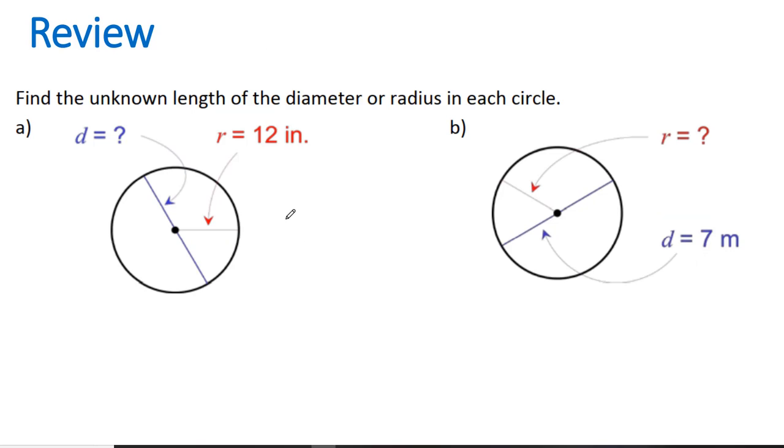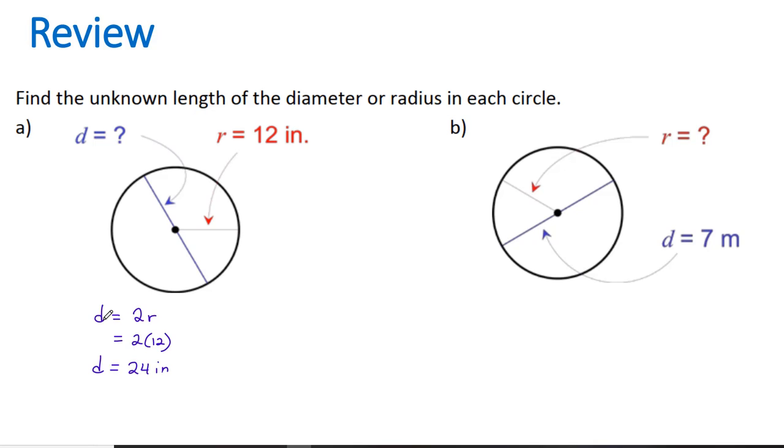So we'll practice that skill here, where we only know one of the units and we need to solve for the other one. In this case, we are given the radius is 12 inches, but we don't know the diameter. So we do know that the diameter is equal to 2 of the radius. So we're going to multiply 2 times 12. So the diameter will be 24 inches.